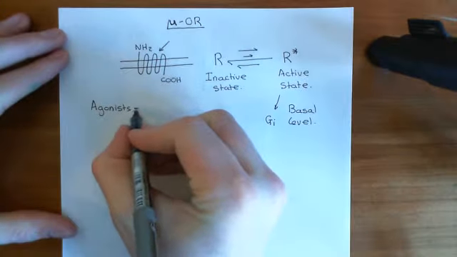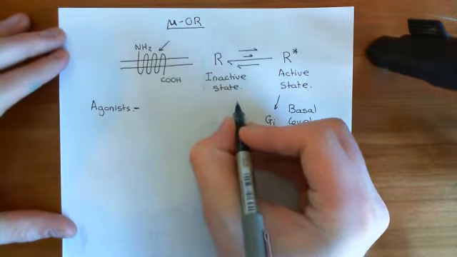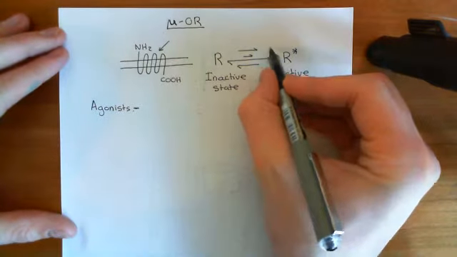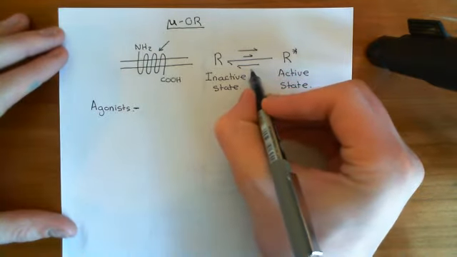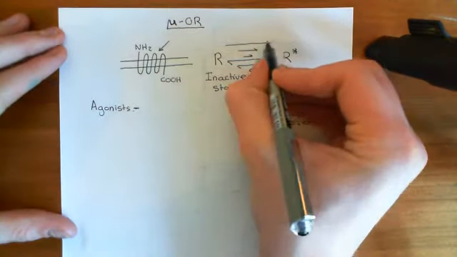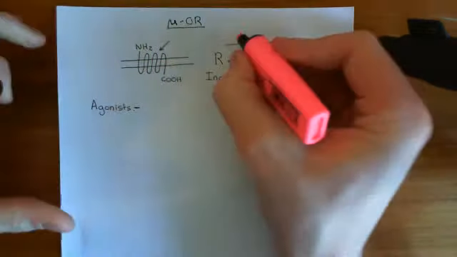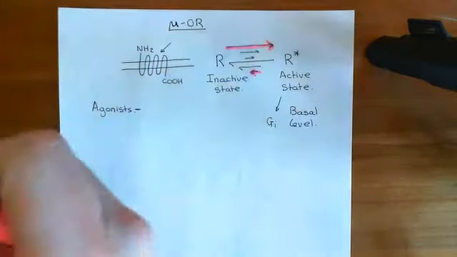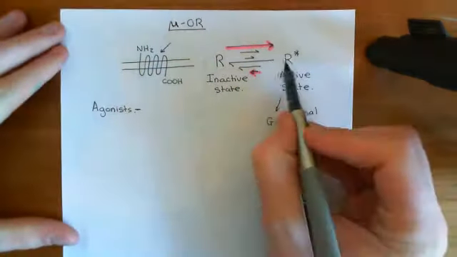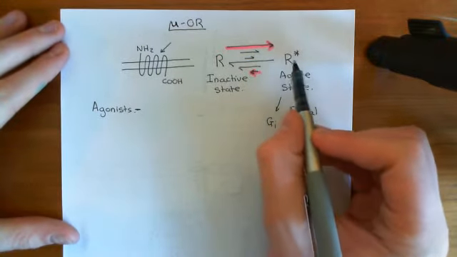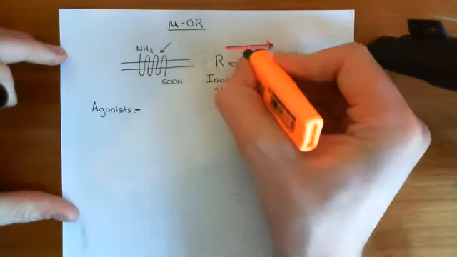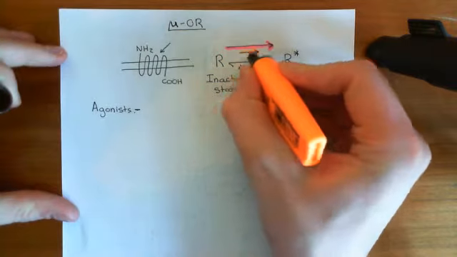Some agonists will be better than others. So for instance, if we have an agonist which hugely increases the forward reaction and hugely decreases the backwards reaction, we'll call this pink agonist. It hugely speeds up that forward reaction and hugely reduces the backward reaction. Then the percentage of receptors that will end up at equilibrium being in the active state is going to be much greater than orange agonist, which did this one that we looked at first. So it speeds the forward one up to that and slows the backwards one down to that.